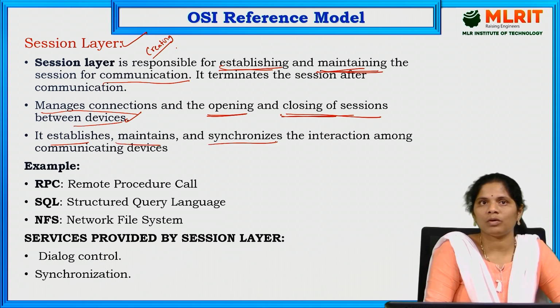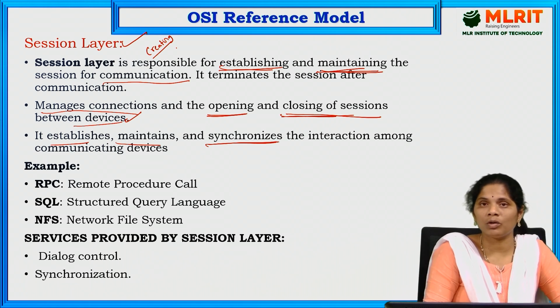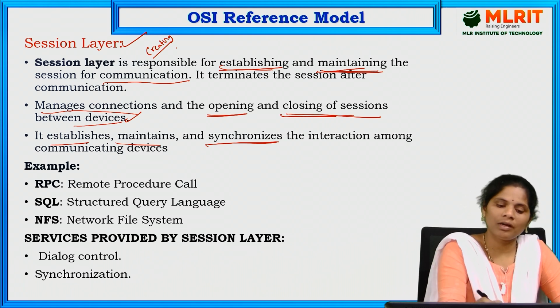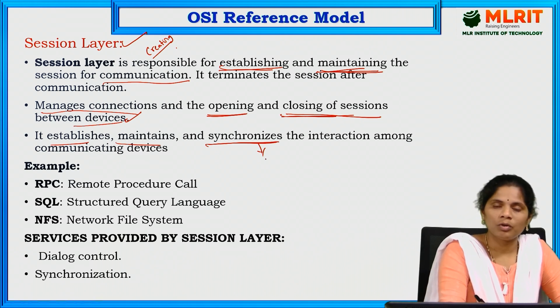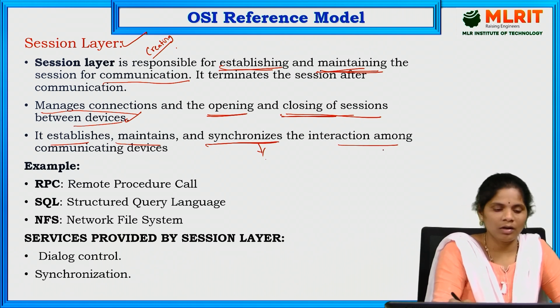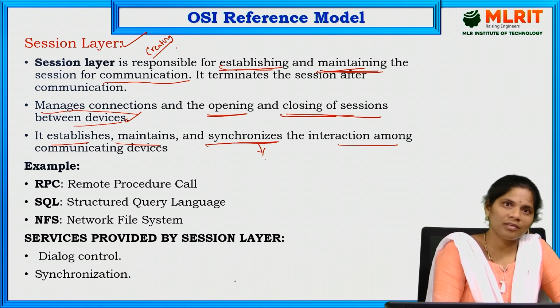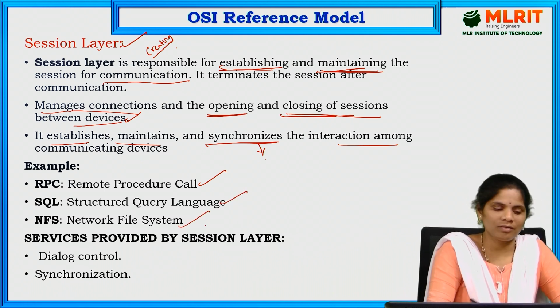Synchronization is also here. The session layer also deals with synchronization. Whatever data you send, it ensures that exactly that data reaches the destination. That is the synchronization and interaction among the devices. That is the session layer. Examples for the session layer are remote procedure call, structured query language, and network file system.